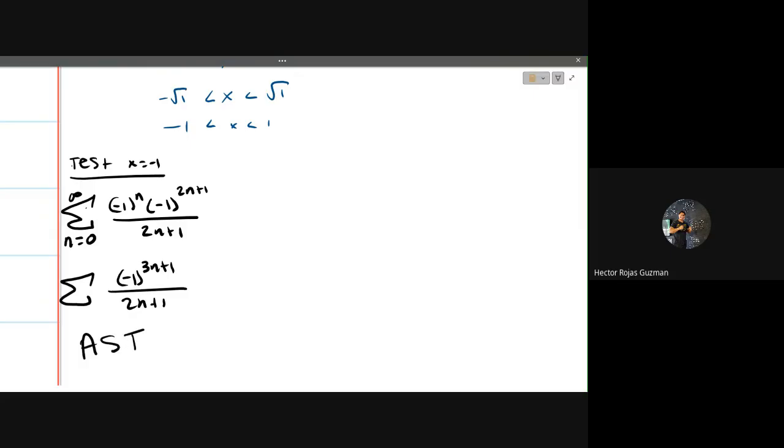So we're going to apply the alternating series test. In the numerator, we essentially just have a 1, but the denominator keeps growing. So because it keeps growing, it's going to converge. Converges by the alternating series test. So I'm going to go ahead and put an or equal on my inequality. Now we got to test 1.